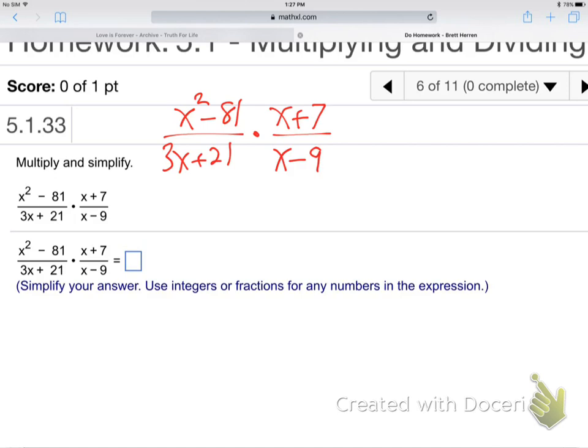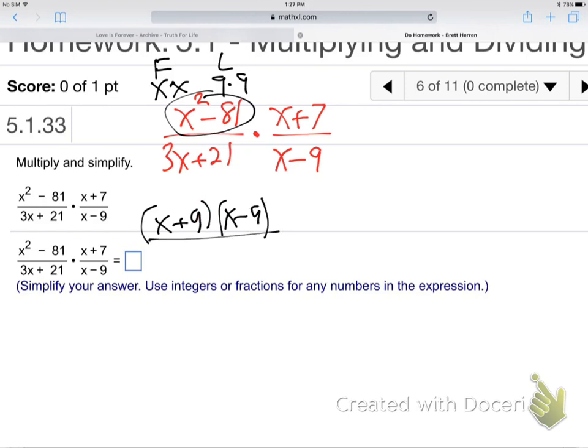Okay, so how do we factor x squared minus 81? Difference of squares. It's a double-double or an FL, whatever you want to call it. x, x, 9, 9. FL, it's like FOIL without the OI. So it's x plus 9, x minus 9. The 3x plus 21, how do we factor that? Pull out the GCF, the 3. Very good.